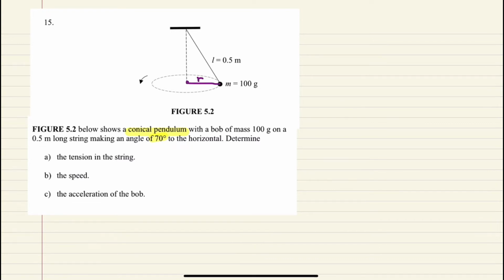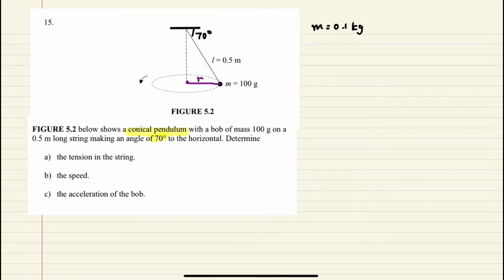They state that the mass is 0.1 kilogram, and the length there is 0.5. That one is not actually your R, it's the length of the string, which is this part. And then the angle is 70 degrees to the horizontal. So this is the horizontal, and the angle of 70 is over here.